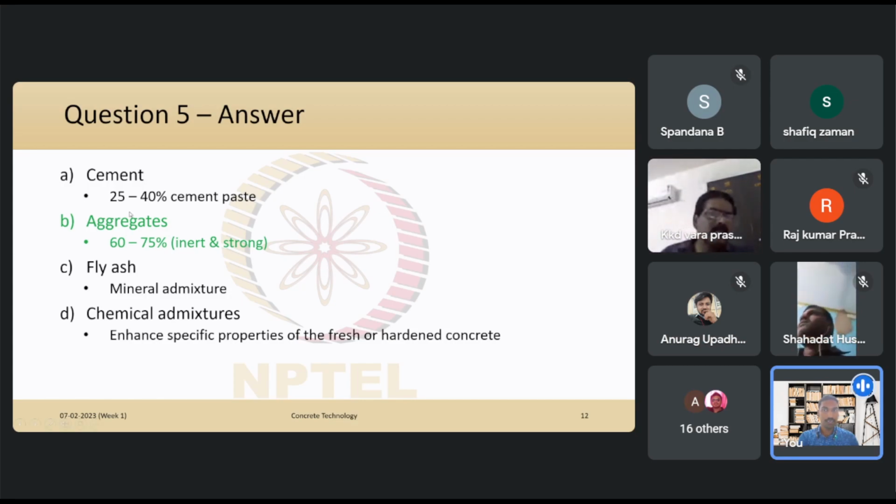But it is the aggregates which give us stability to the concrete, right? And they make up the major portion of the concrete, about 60 to 70%, right? So that's why option B is the right answer.